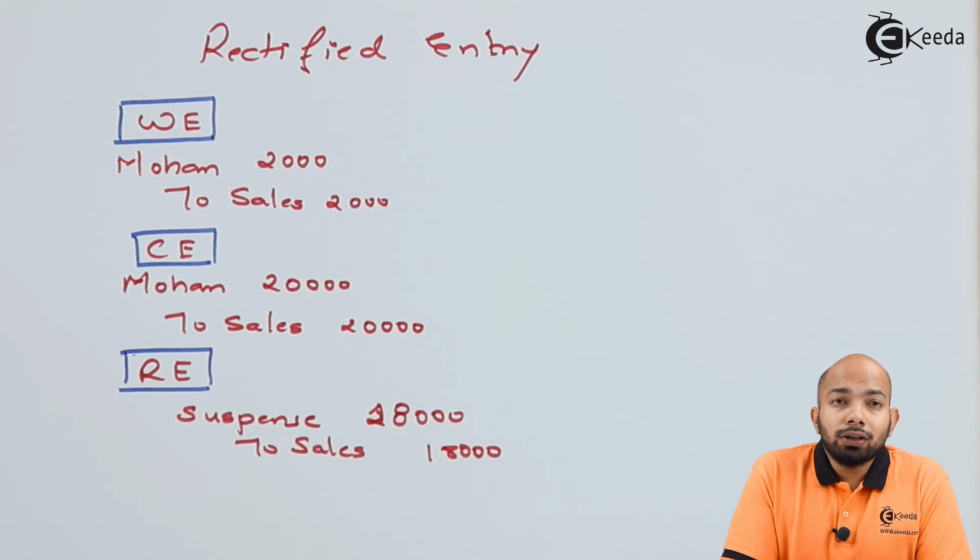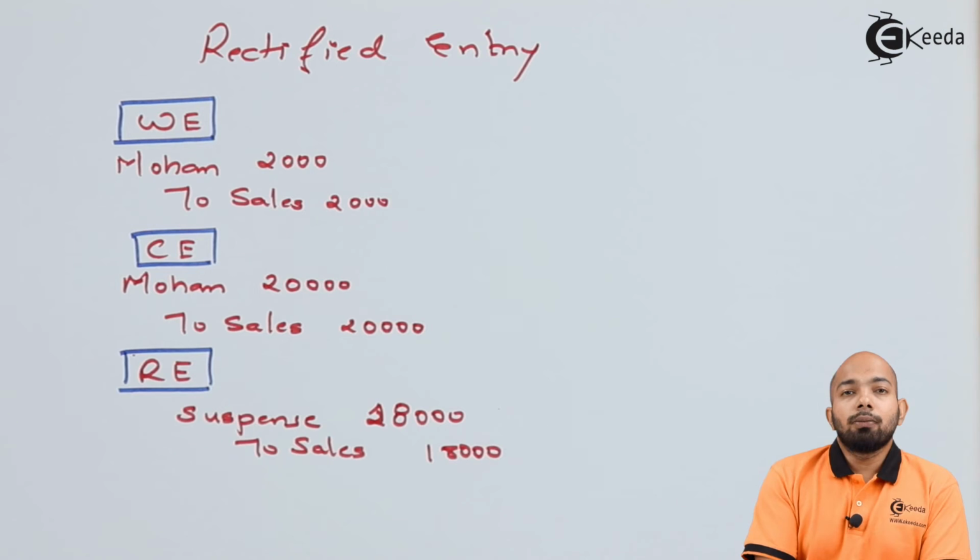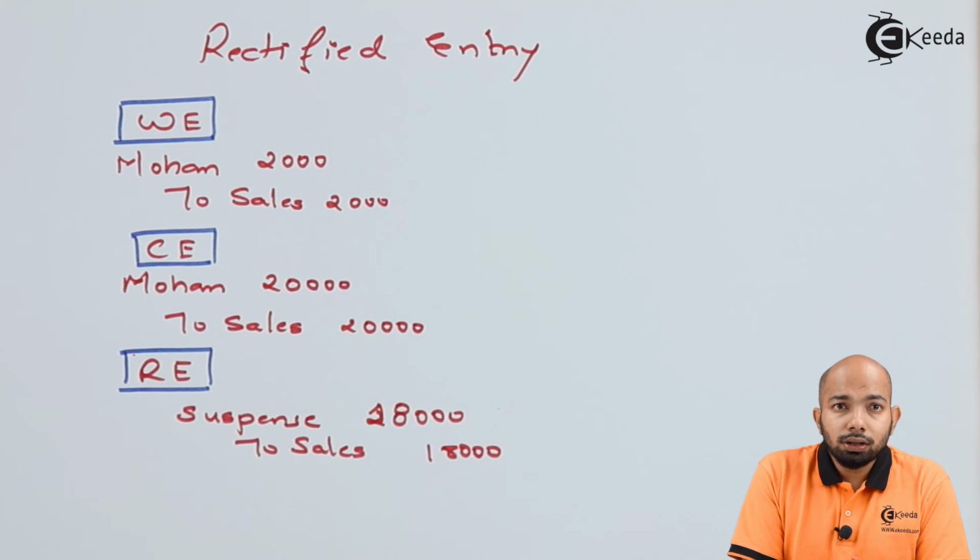So when we speak about the rectified entry, that means we'll be learning how rectification can be done. Here the entry seems to be correct. We just need to adjust the amount. So the wrong entry is Mohan to sales, which is just 2,000. The correct entry is Mohan to sales rupees 20,000. The difference has to be adjusted into the suspense account. So it has to be credited or debited into the suspense account. The balance will be suspense account debit to sales, that is 18,000. The only rectification that has to be done in this transaction needs to come from this part.